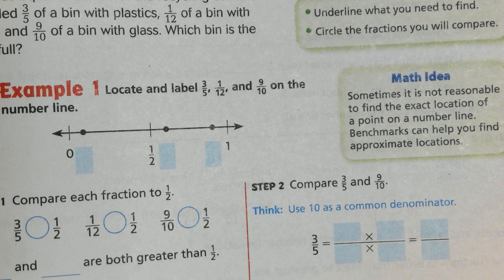So we think 1/12 is the smallest. Why? The bigger the denominator, the smaller the piece.